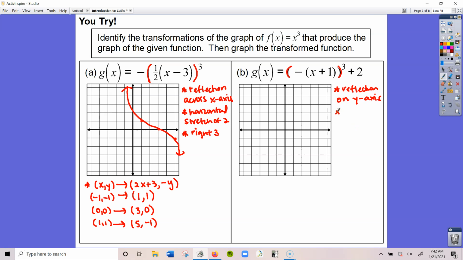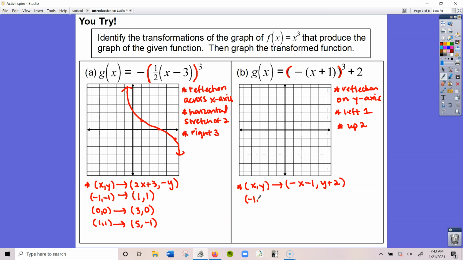This plus 1 on the inside means that my graph is going to go to the left 1. And the plus 2 on the outside means that it's going to go up 2. Now let's write our transformation rules. We have x, y. The rule for the x's, remember negatives are the only exception. Even though whatever is inside, we always do the opposite, the negatives will always stay there. So we have -x minus 1. And the rule for the y's is just y plus 2.